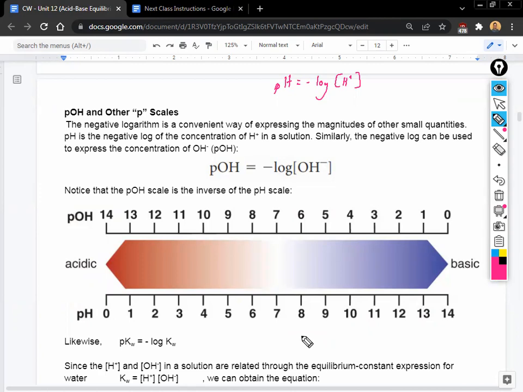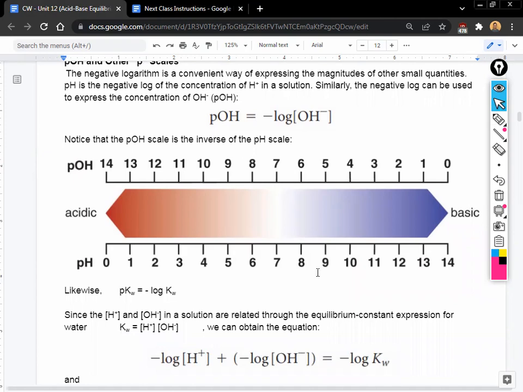But if I had, I'd force you guys all to use pOH only. It's the opposite of the pH scale. On the pH scale, as the numbers get smaller, it gets more acidic, right? And on the pOH scale, the smaller the number gets, the more basic it gets. So it's basically the opposite of pH.